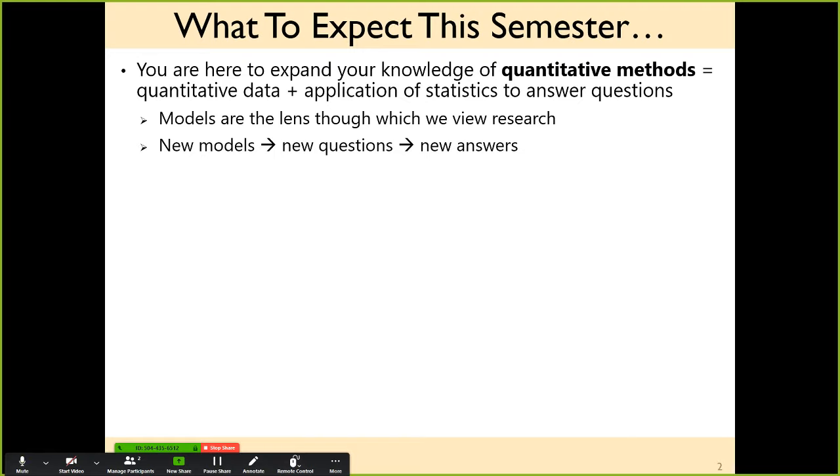So think about it this way. If the only stats class you ever took was based on analysis of variance, right? Every research question that you could ever think of would be some kind of group mean difference, because that's the only way you know how to think about it. When you learn new models, you start to see things differently. And those new models hopefully can get you to ask new questions and find new answers.